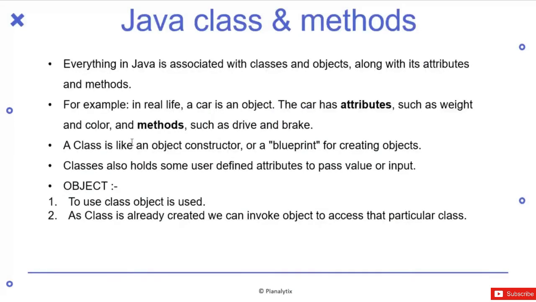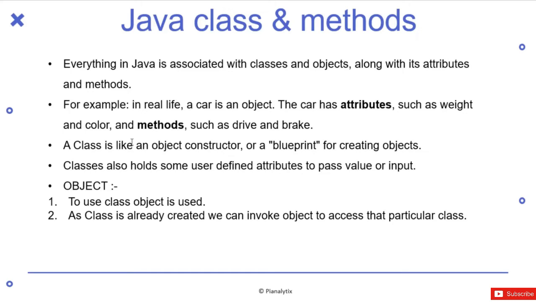Let's see the first thing, the class. Everything in Java is associated with classes and objects. Without classes and objects, you cannot create any code, or any method in Java. So it contains attributes and methods. Classes plus attributes create some environment for methods. For example, in a real life example, you can consider a car as an object. A car has attributes such as weight and color, and methods such as drive, brake, and something like that.